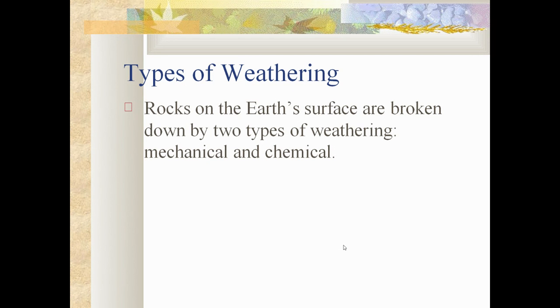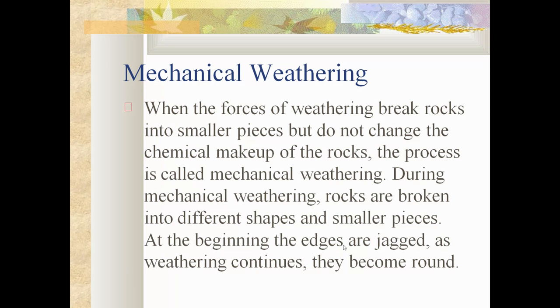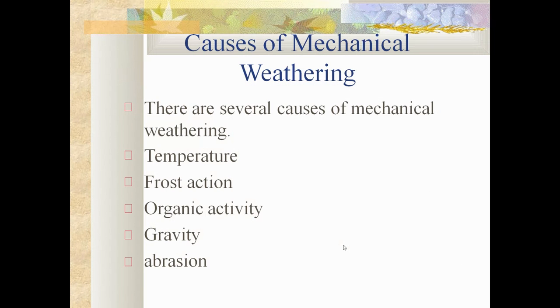The types of weathering. Rocks on the Earth's surface are broken down by three types of weathering: mechanical or physical, chemical, and biological weathering. Now, let us take mechanical weathering. Mechanical or physical weathering: when the forces of weathering break rocks into smaller pieces but do not change the chemical makeup of rocks, this process is called mechanical weathering. During physical weathering, the mechanical disintegration or breaking of rocks happens into different shapes and smaller sizes.